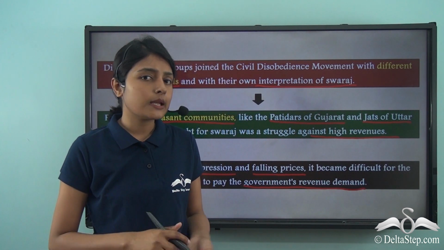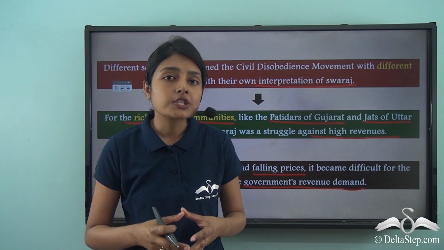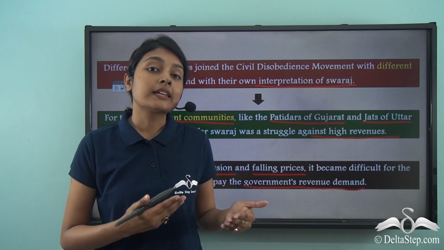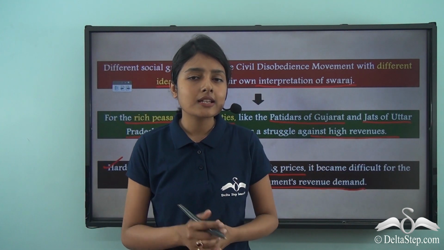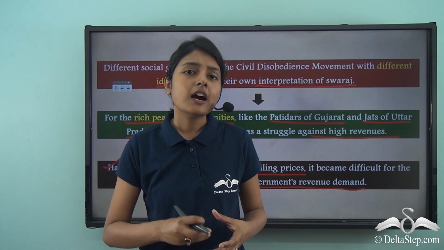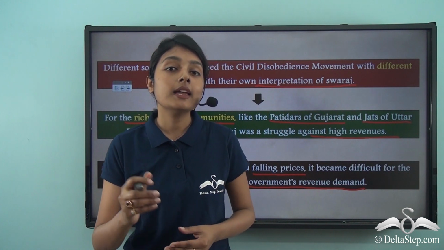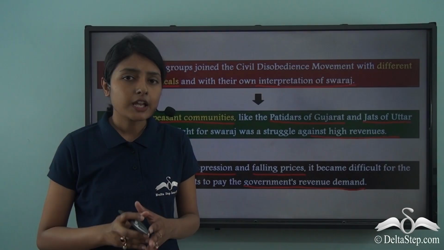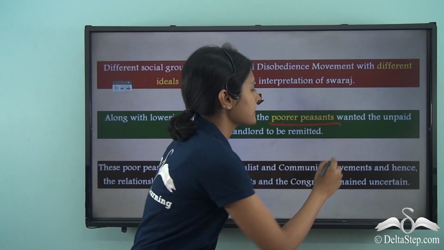So, Swaraj for them was not complete independence from colonial rule. What they wanted to achieve was a freedom from paying high revenues. So, can you understand how this group of people interpreted Swaraj in a very different way from what was seen by Mahatma Gandhi? Likewise, we also have the poorer peasants.